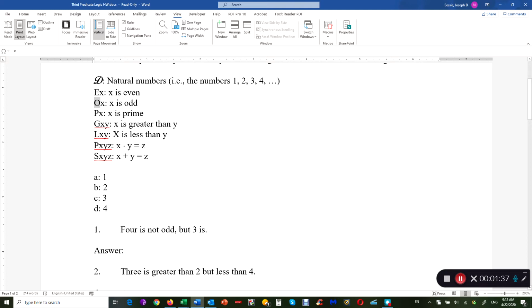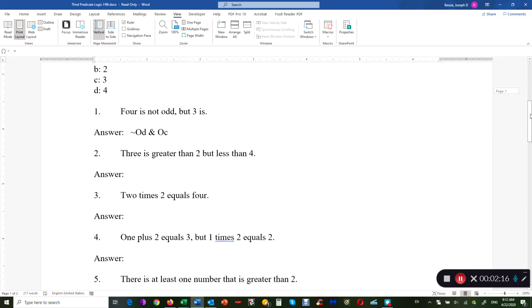O stands for the thing next to it being odd. So we have 4 is not odd. It's not the case that O applies to, and then we put the letter that stands for the number 4, D. But 3 is odd. O does apply to C. 4 is not odd, but 3 is. And it's almost like statement logic, except we've gone a little deeper into the grammar of each statement. So we have a subject and predicate now, not just a whole statement being represented by a letter.